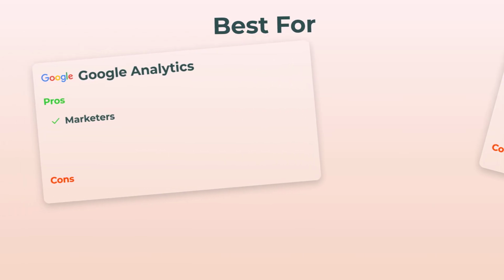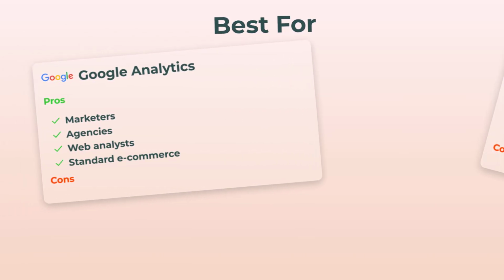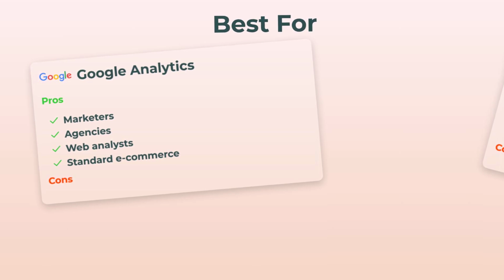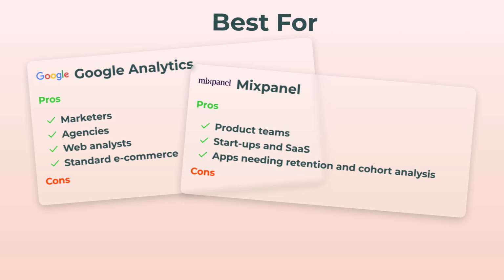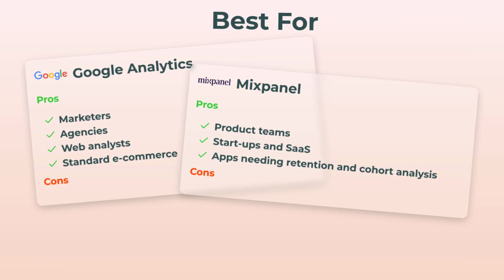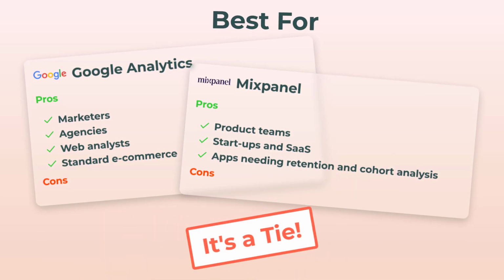Now, best for. Google Analytics is basically the go-to for marketers, agencies, web analysts, standard e-commerce shops. This is your bread and butter. Mixpanel is a bit more specialized. If you've got a product team, or you're a startup, or you want hardcore retention and cohort analysis on your app, it's made for you. So depending on your crowd, they both kinda win. Let's call it a tie.